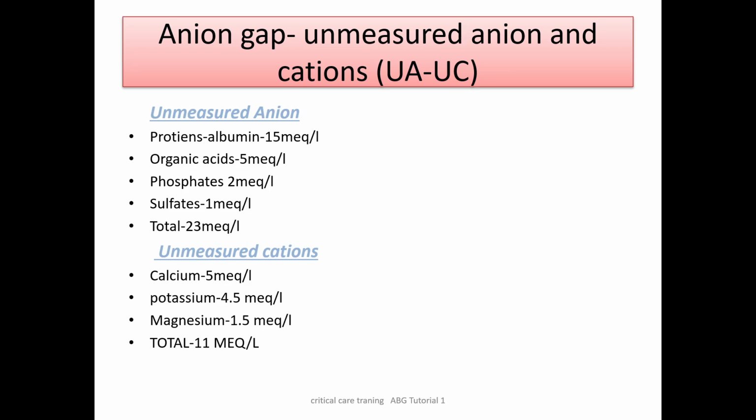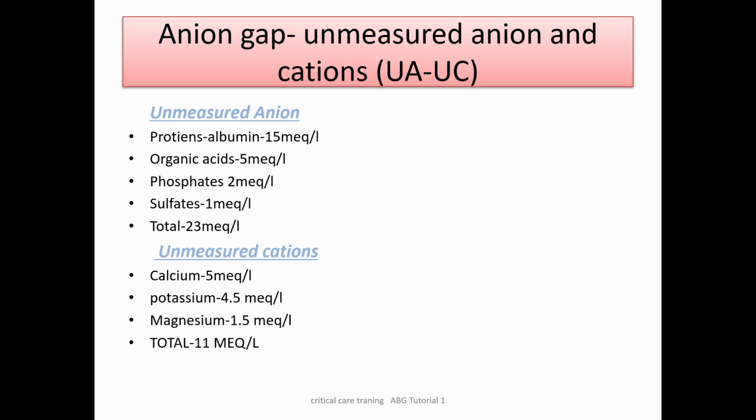Now coming to the anion gap. What is anion gap? There are certain unmeasured anions. Actually there is electroneutrality, but certain anions are unmeasured, like proteins, which have a major role, organic acids, phosphate, sulfate, 23 milliequivalent, and unmeasured cations, which are positively charged, calcium, potassium, magnesium, these are 11 milliequivalent.